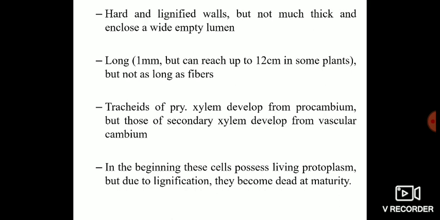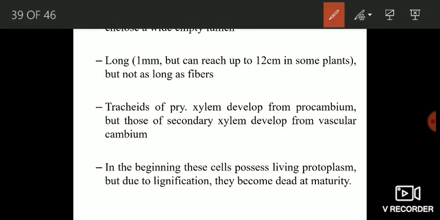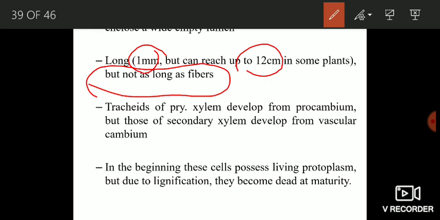But one thing that you will remember, the lumen of tracheids is narrow as compared to the lumen of vessels. They possess hard and lignified walls, but their walls are not much thick, and because of this they possess a wide empty lumen. They are long and usually they measure 1 millimeter in length but can reach up to 12 centimeters in some plants. But you have to remember that the tracheids are not as long as the fibers of xylem, that we will discuss in the next parts.